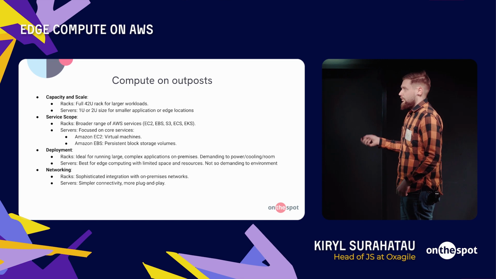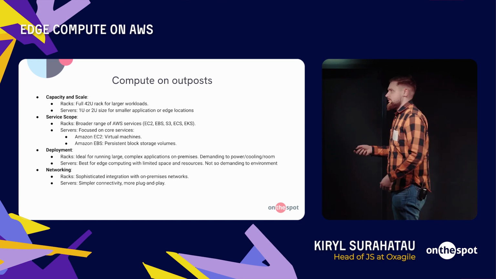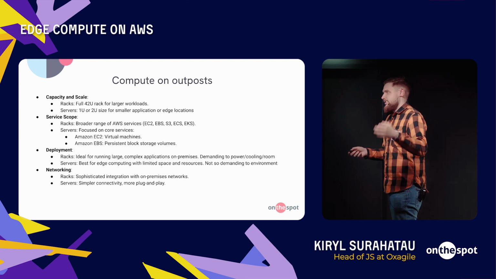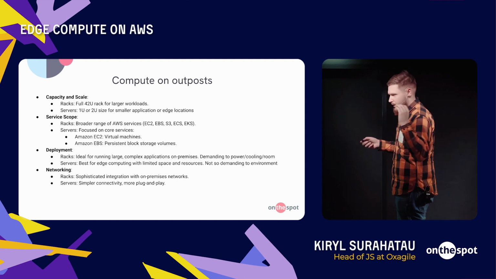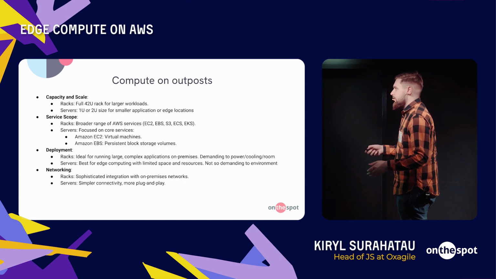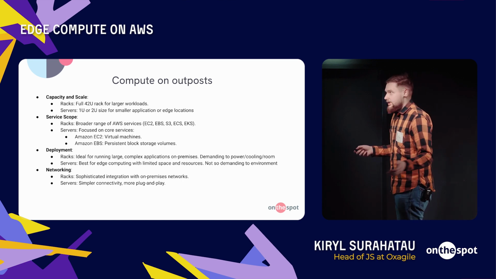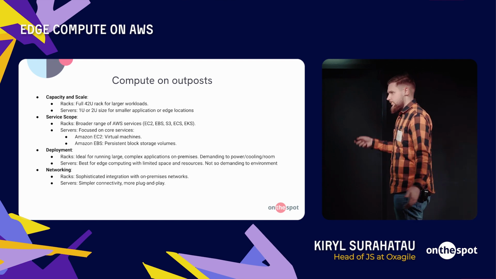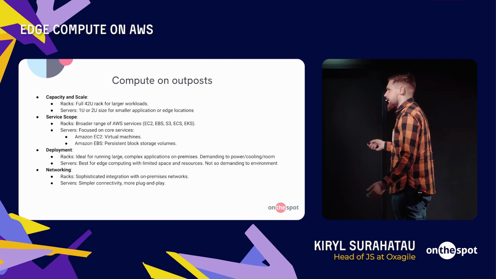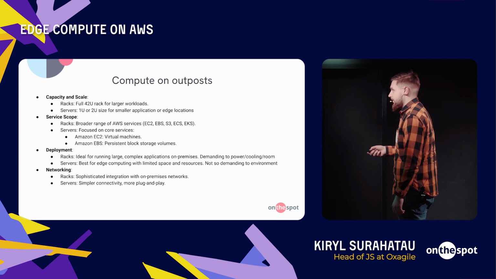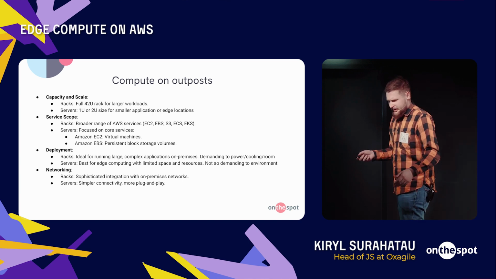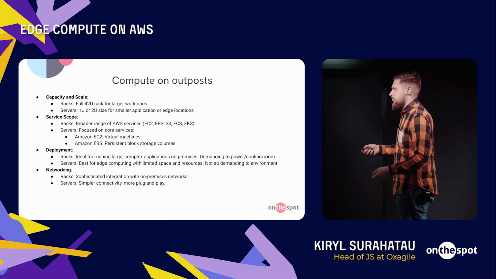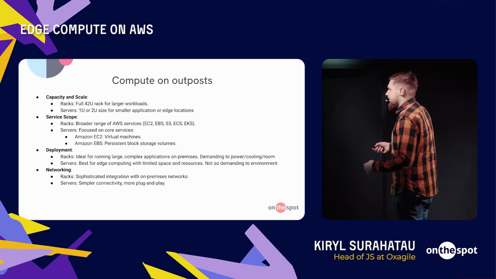Compute on Outpost. What is the difference between rack and servers? It's very simple. It's different in service scope, deployment type, capacity and scale, and networking. So let's talk about capacity and scale. You're ordering a rack when you have a lot of money, to be honest, and you want to use it for larger workloads. It's a full-size server, and you can perform a lot of computations based on it. If you're having a shop and you need to have local compute of AWS to run your kiosk, probably it's better to use a one U-size server.